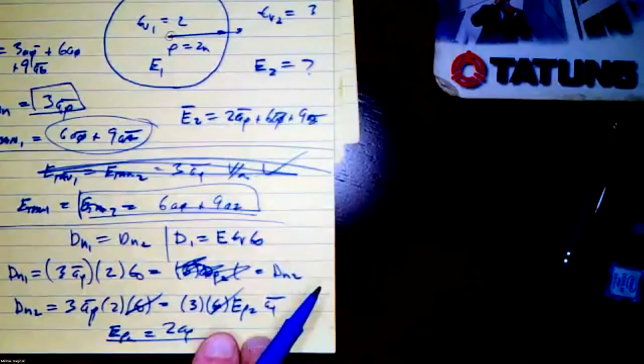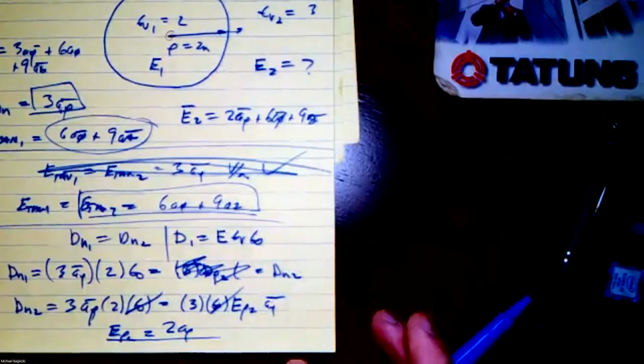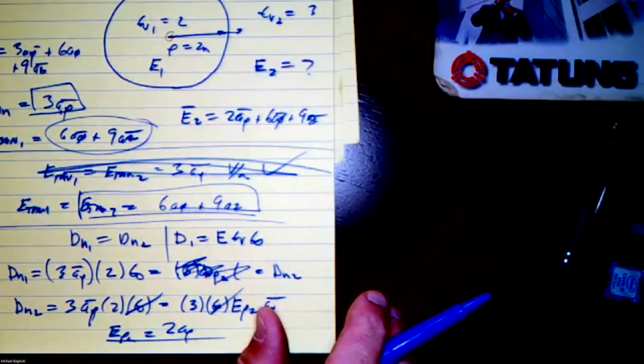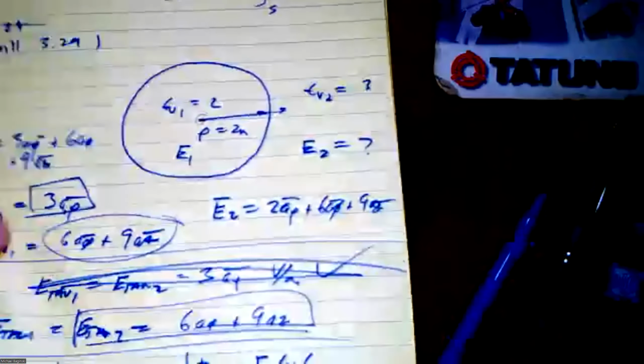Are you all with me, class? That's the answer I think he has: 2a rho plus 6a phi plus 9az. What about the next one? Want to try that? Give yourself a little challenge, you might say.